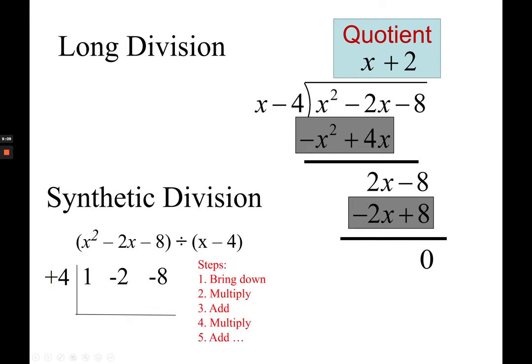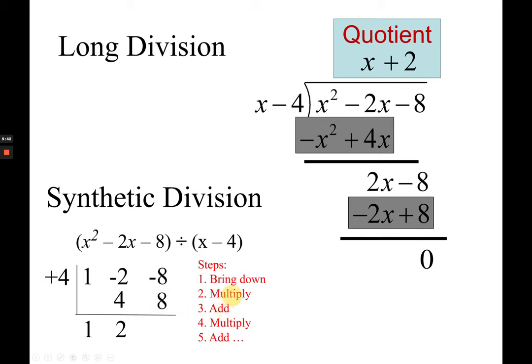Now, here are the steps of synthetic division. First, bring down your first number, which is 1. And then multiply. 1 times 4 is 4. 4 will be added to the next number, negative 2. Negative 2 plus 4 is positive 2. And then just repeat the steps. Multiply: 2 times 4 is 8. Write it down here, and then add.